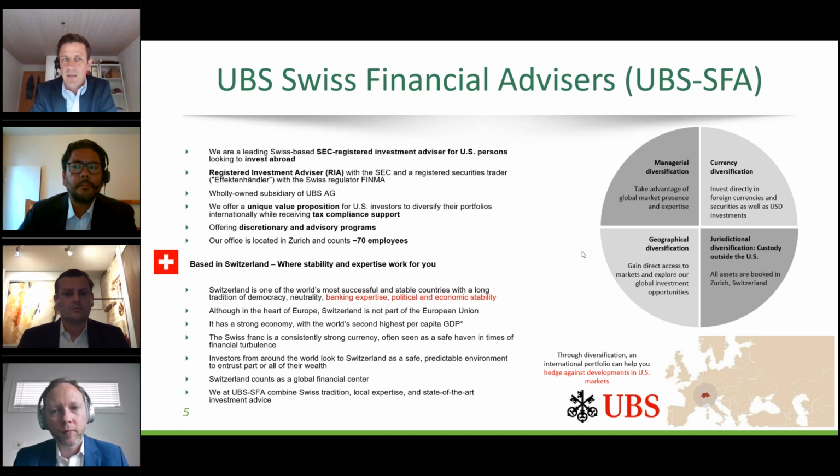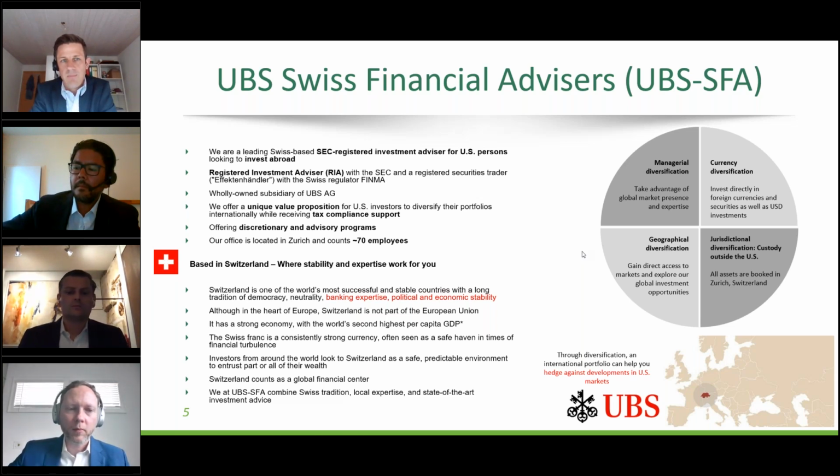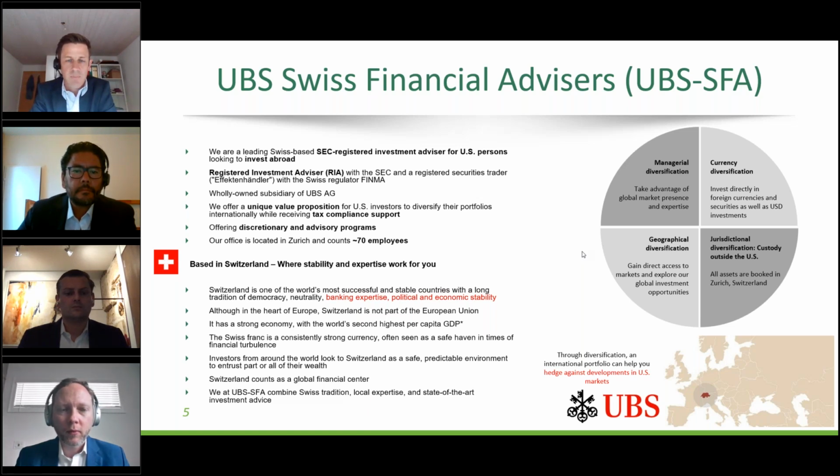On the right side are the four main reasons why US clients, US taxpayers, want to work with us. First of all, it's the expertise we bring to the table. We are sitting here in the middle of Europe. So when we invest in the European markets and the Swiss market, we don't only go for the well-known blue chips. We dig a little bit lower and also invest in small and mid caps that are maybe not that well known yet in the US.